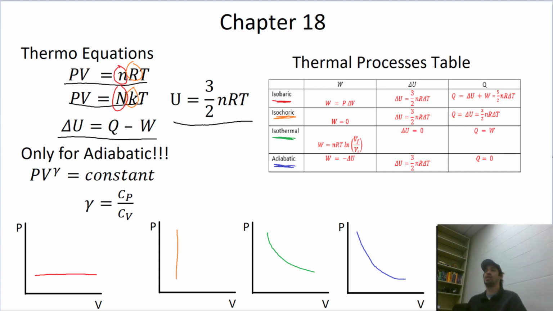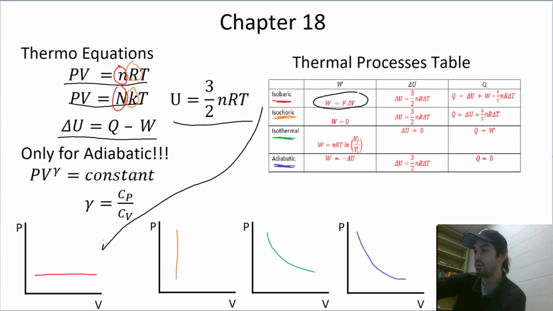What I have here is a table that will allow you to calculate the work, the change in internal energy, and the heat for all 4 of these processes. For instance, if I wanted to find the work for the isobaric process, I would just go to this part of the table here. There's my work, and that corresponds to this one, because I have the red and the red. Same thing for any one of these. If I wanted to find the change in internal energy for the isothermal process, I would look at this part, because this is the isothermal portion, and that's the change in internal energy.